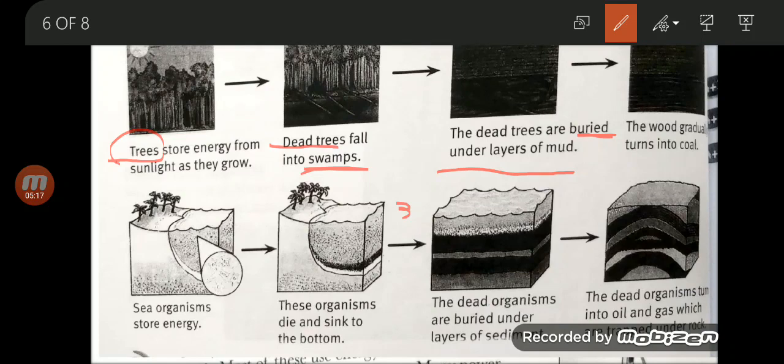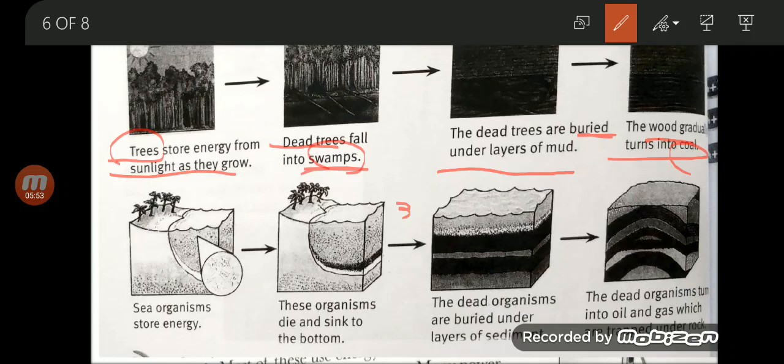Trees store energy from sunlight as they grow. Dead trees fall into swamps. The dead trees are buried under layers of mud and the wood gradually turns into coal. And coal is a non-renewable energy resource, and it takes millions of years. Now, do you understand why non-renewable energy resources can't be made again? Because it takes millions of years to produce coal.